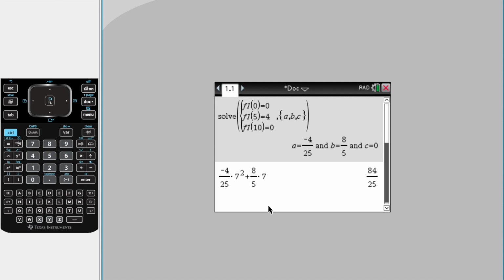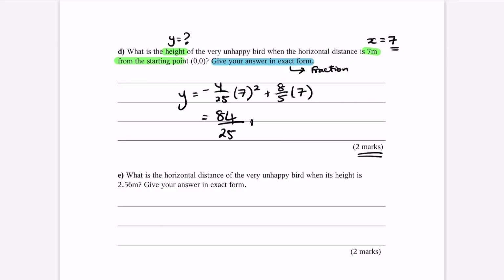Okay, so here we got 84 on 25 meters. So that would be the exact height there.